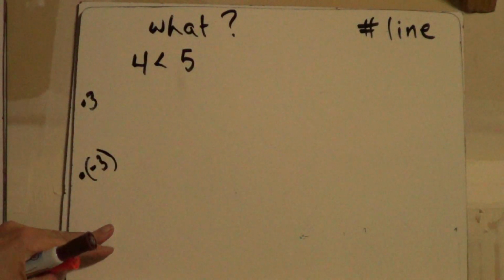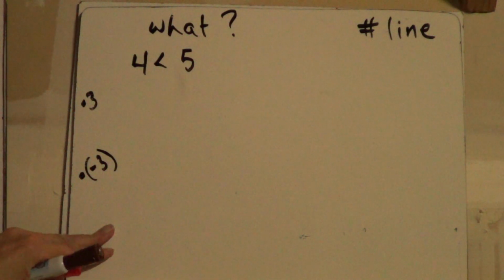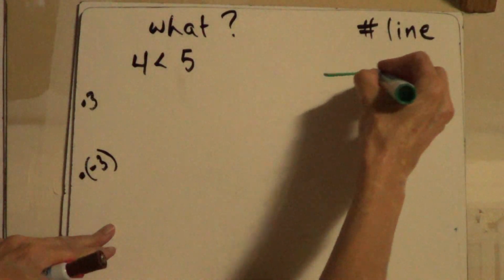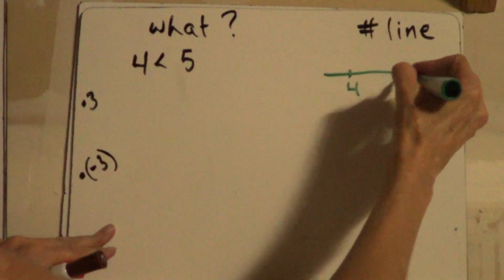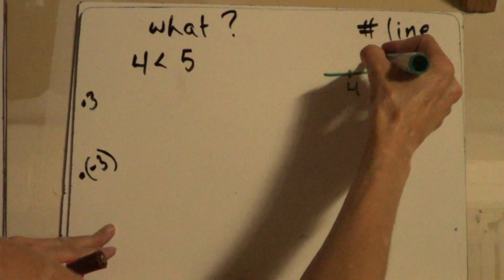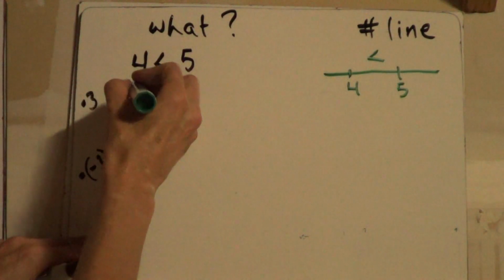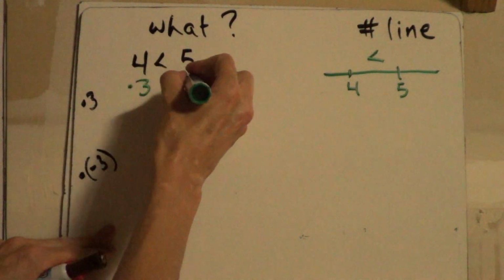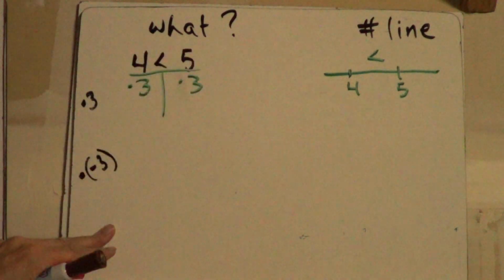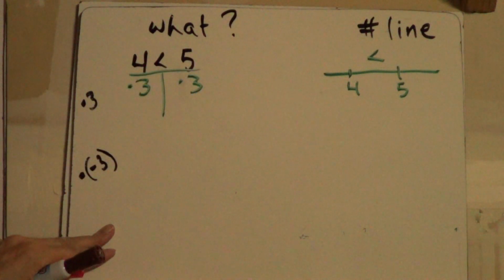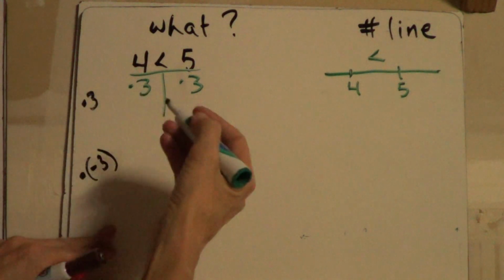Actually, they're just wanting you to discover something here. They say 4 is less than 5. Well, we know that because on the number line, 4 is here, 5 is here, and the less than always goes to the left, so we know that is correct. So now they say, multiply each side by 3. By the multiplication property of inequality, we know that we can multiply each side and keep it constant.